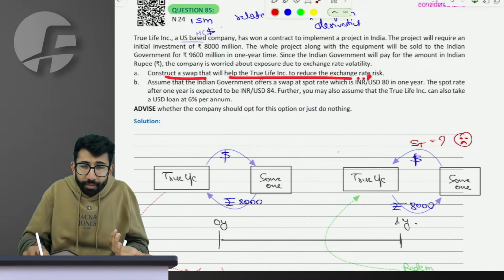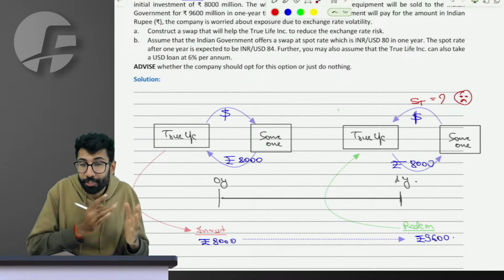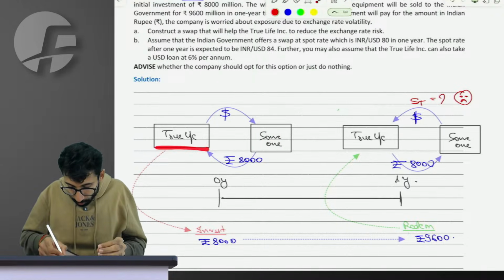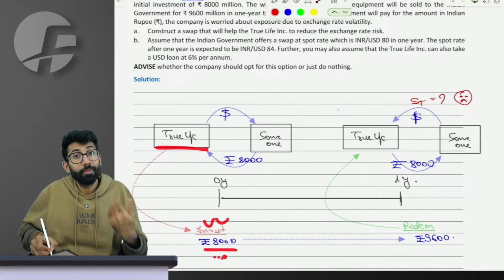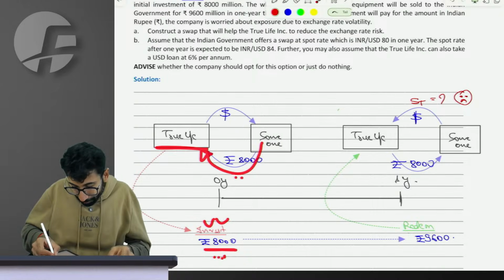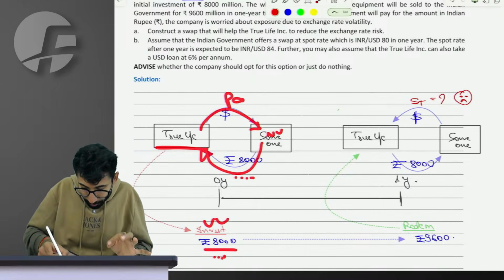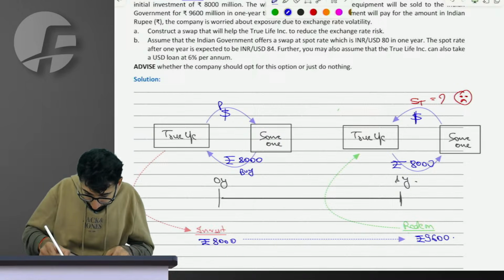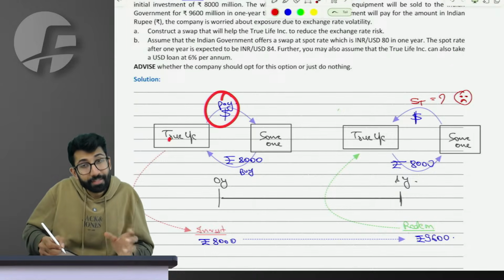Swap, as I told you in interest rate risk management, is the exchange of cash flow. So True Life Incorporation, which knows it will have to pay rupee 8,000, should be able to buy 8,000 rupee. It will buy 8,000 rupee today from someone in the market, against which it will pay dollars, which it has.